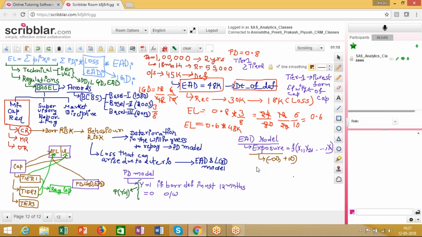Therefore, it is taken to be a continuous value defined between 0 to plus infinity, because negative infinity to 0 is always capped at 0. Because if I have a negative exposure, it means I have actually overpaid. And then what it means is that I deserve a refund from the bank, but there is no real-time exposure along with me.